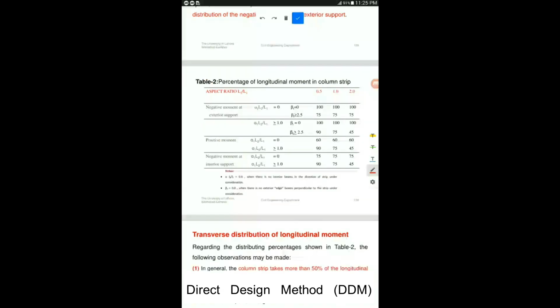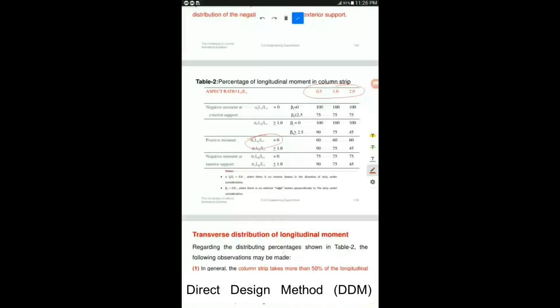One thing to notice here is if you have to do the transverse distribution for the exterior support, then you have 3 variables involved. First variable is L2 over L1, which is the aspect ratio. The second is alpha into L2 over L1, and the third one involved is beta t. However, if you are doing transverse distribution for any other location, either it's second location, third, fourth, fifth, any other location, beta t is not involved there. You have only 2 variables involved. One is the aspect ratio, another is alpha into L2 over L1.